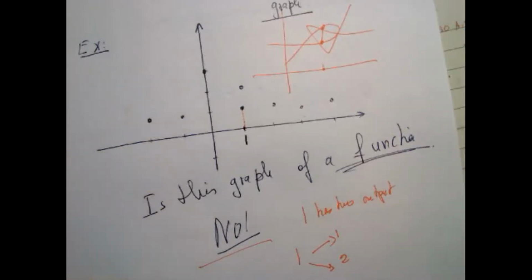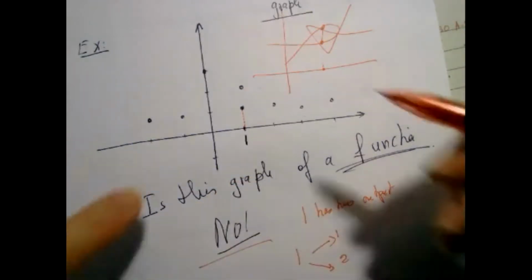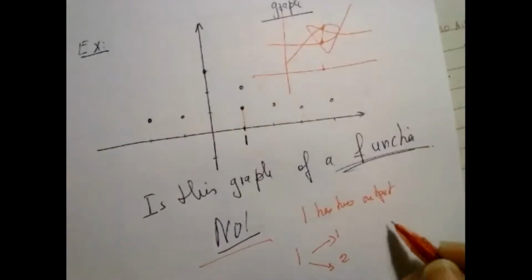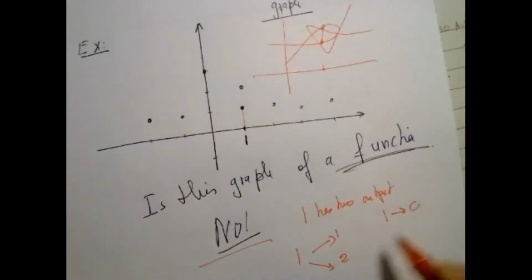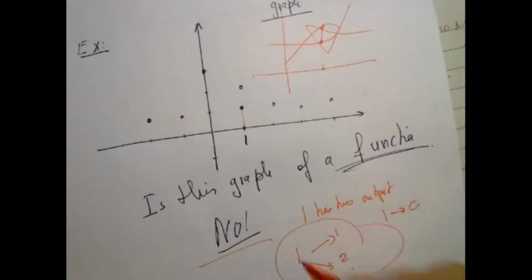Because the function is this rule. I mean, it's a very specific rule. Input has exactly 1 output. So an input goes to 1 output. It cannot go to 2. The minute it starts going to 2, that's it. I'm done. That's not a function. So it's a very specific meaning for that.